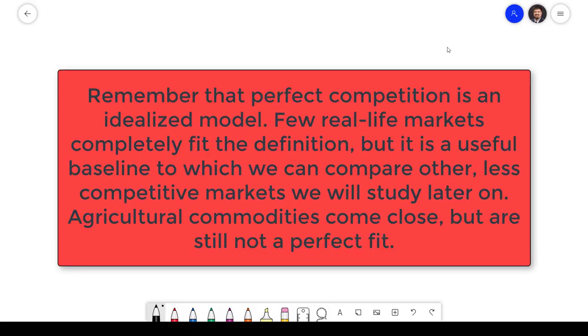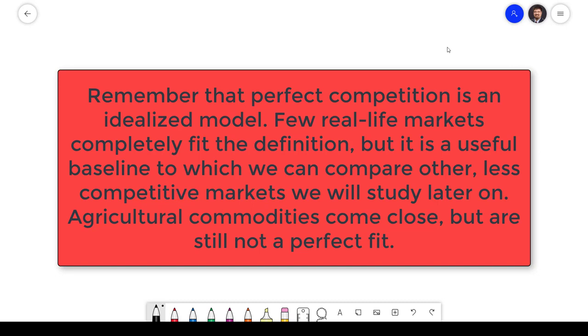Perfect competition is an economic model, meaning that these assumptions simplify a lot of the math for us, but when we try to apply these to a real-life situation, these are very strong assumptions, resulting in very few real-life markets fitting into perfect competition entirely. Agriculture probably comes the closest.